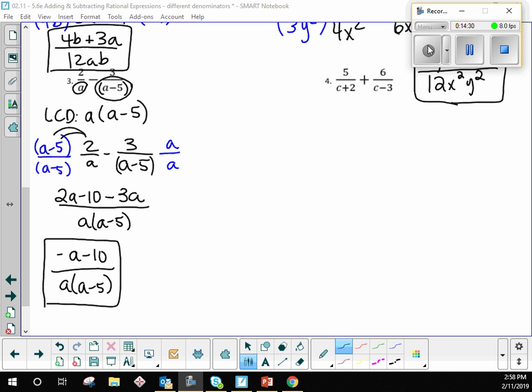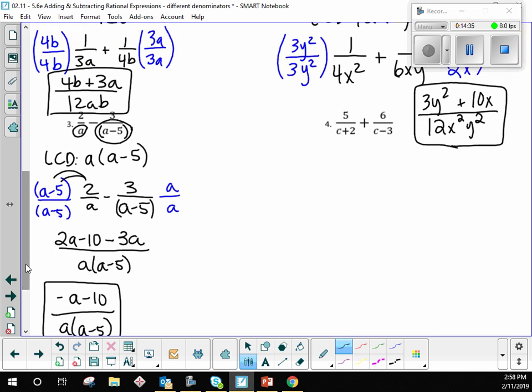One thing about finding the LCD here. Remember that the denominators have the grouping, right? So it's this and this. So to build the LCD, c plus 2 as a group has to be in there, and c minus 3 as a group has to be in there. But we're not actually going to FOIL those or anything. We're just going to use them for the rest of the problem.